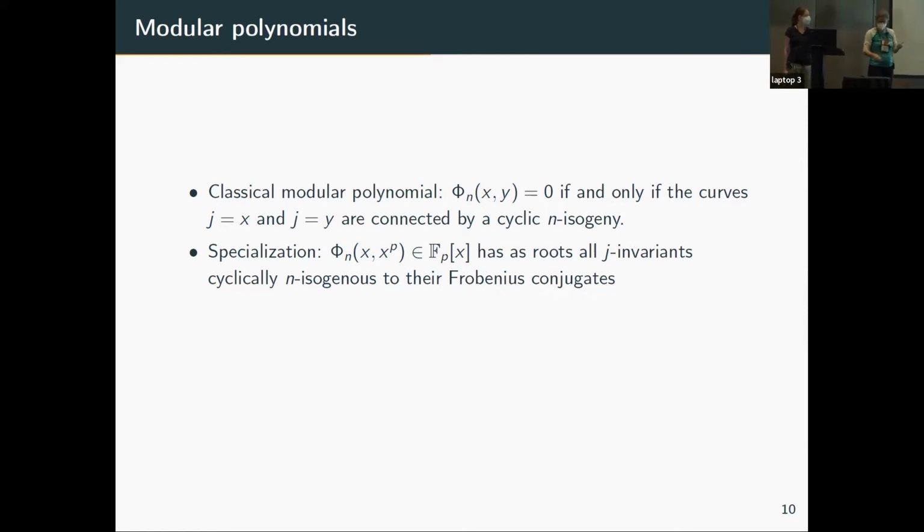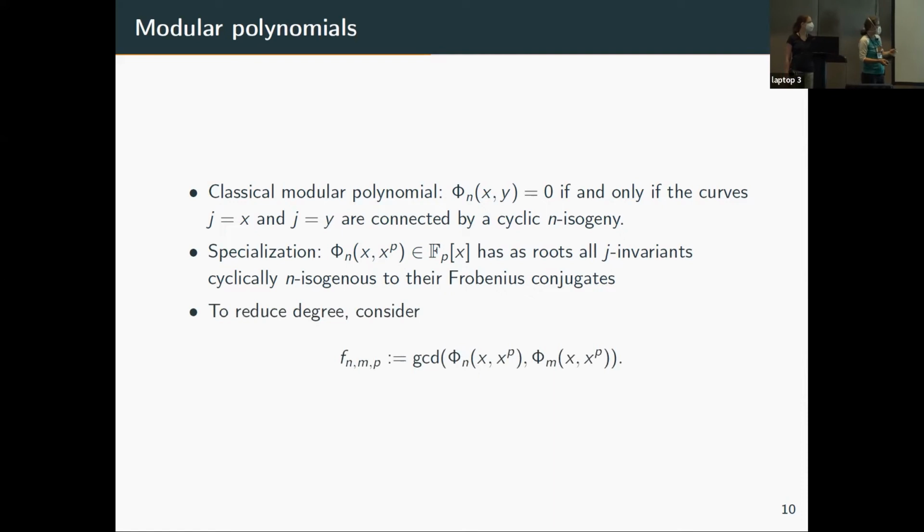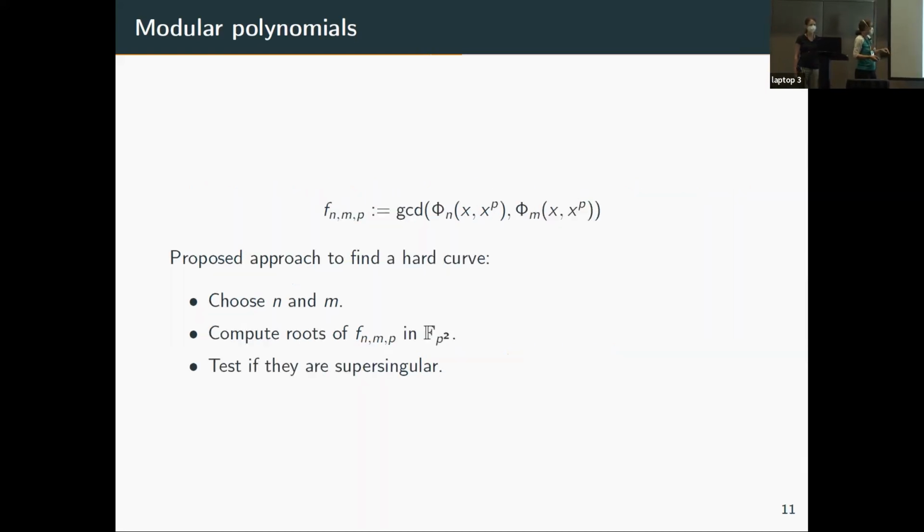Okay, so it's still too big to deal with, and the idea here is to consider two such polynomials and take their GCD. So if we've got this polynomial f_{n,m,p}, the idea for finding a hard supersingular curve would be to cleverly choose n and m, and then compute roots over F_{p^2}, since we know all the supersingular j-invariants will lie over F_{p^2}, and then test if they're supersingular.